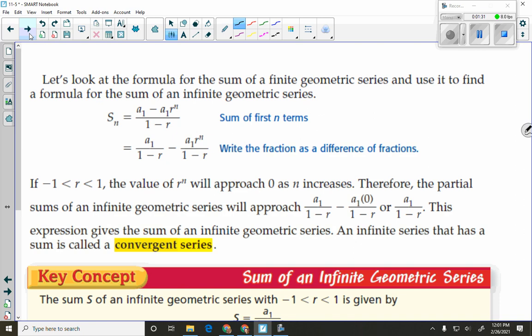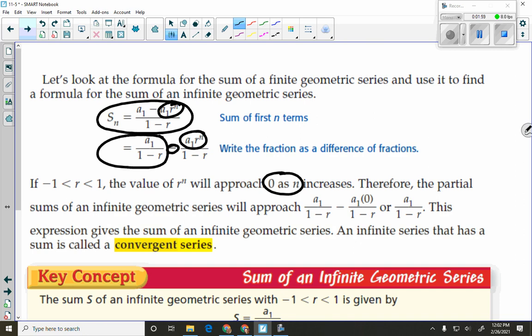So start with your formula from yesterday or before. And remember that this term right here is kind of like the term after the last term. Now if that term keeps approaching 0 as n increases, then as I separate this, it will become 0. So I'm going to be subtracting nothing. What's really cool is that the formula for finding an infinite series is actually simpler than the formula for finding partial sums.